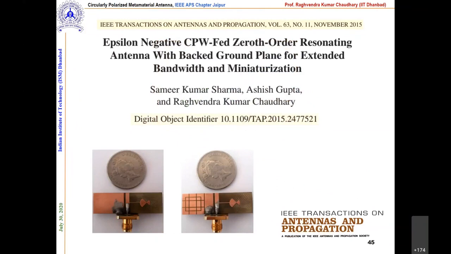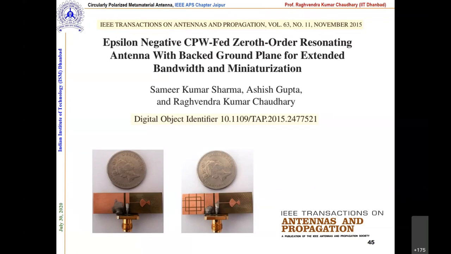Later on, what we have seen is that CRLH is okay, but some higher order modes are also coming, and sometimes our focus is on the higher order mode and we are deviating from the zeroth order mode. So here we proposed the ENG line, epsilon negative. For this epsilon negative, we just removed the CL part. What is that CL? That left-handed capacitance. How can you remove that? By providing slots or gaps. Those interdigital fingers you have seen, we have removed.